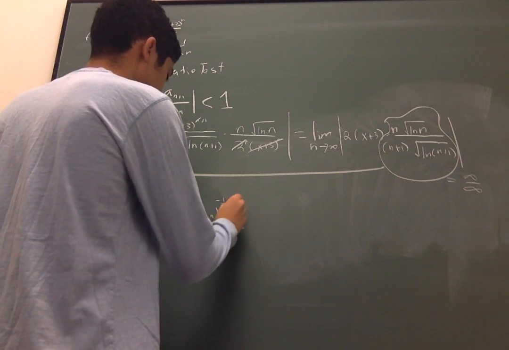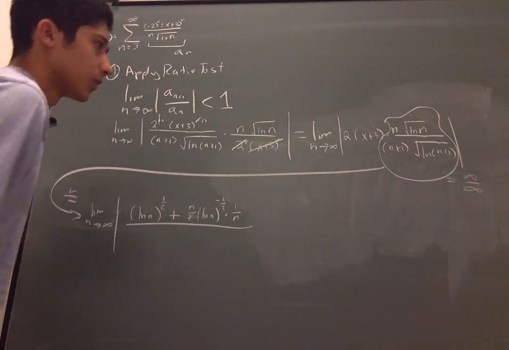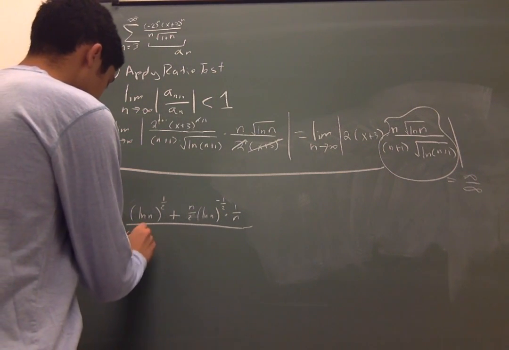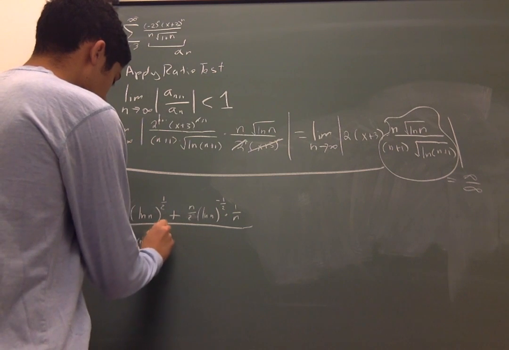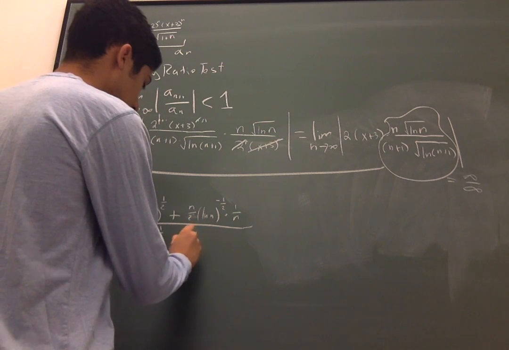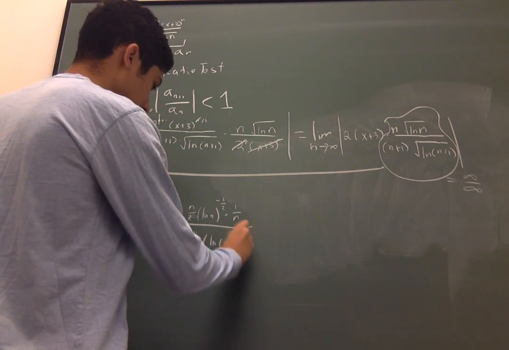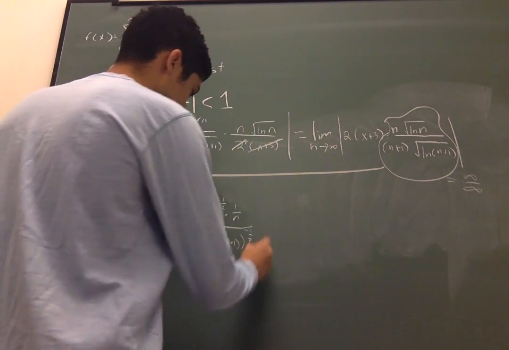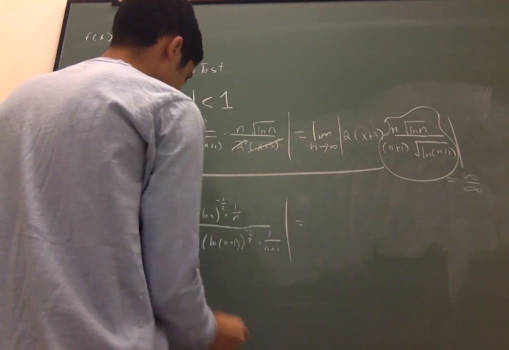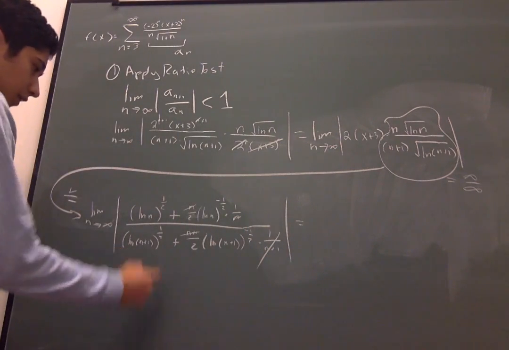Yes, n times 1 over n from the chain rule, and then from the bottom we'll get square root of ln of n plus 1, plus n plus 1 over 2 times ln of n plus 1 to the negative 1/2 times 1 over n plus 1. So this n cancels with that, and we can't do anything with that.